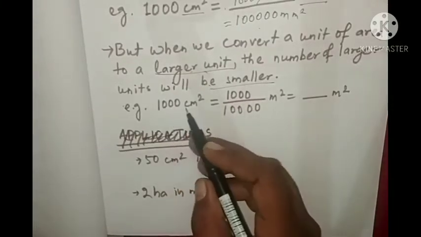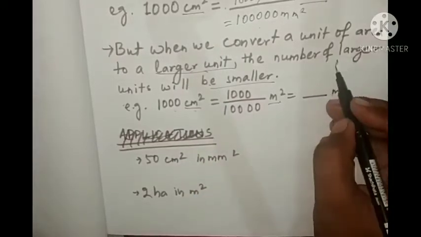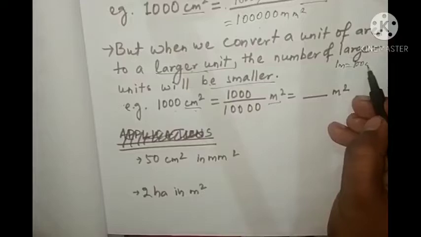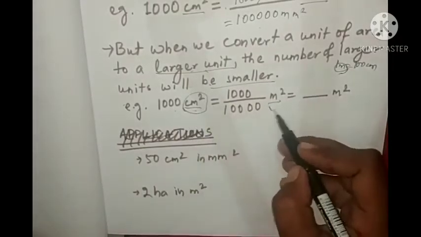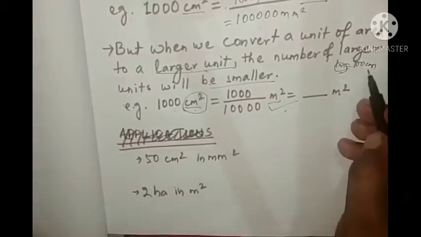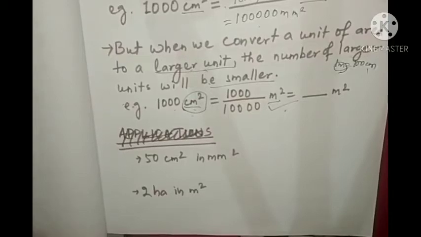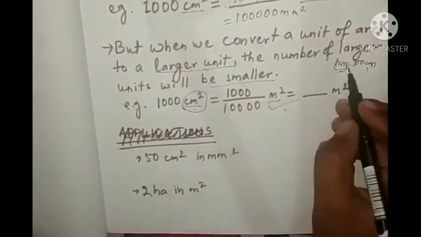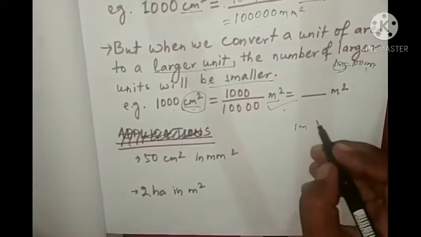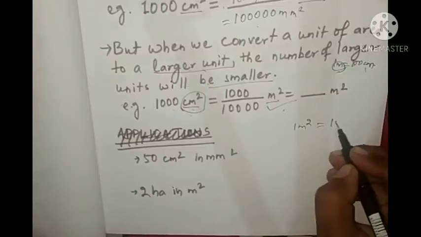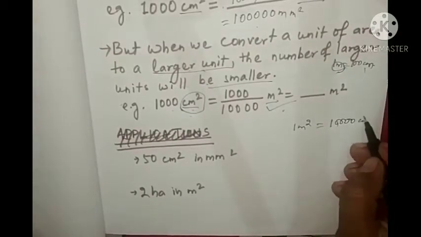Okay, so look at here, centimeter to meter square. So centimeter, which is bigger? We will say 1 meter equal to 100 centimeter. So meter is bigger. So we are converting smaller to bigger. So here what will happen? It will become smaller. So look at here, 1 meter equal to how much? 1 meter equal to 100 centimeter. 1 square meter equal to how much? 10,000 square centimeter.